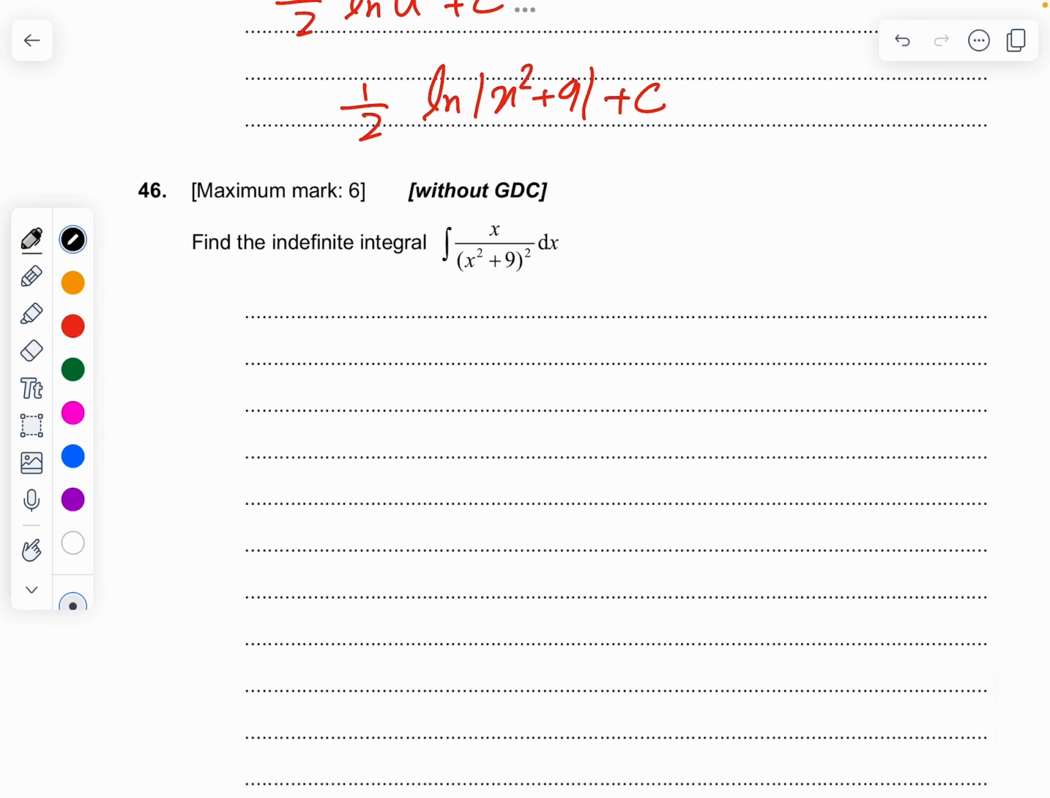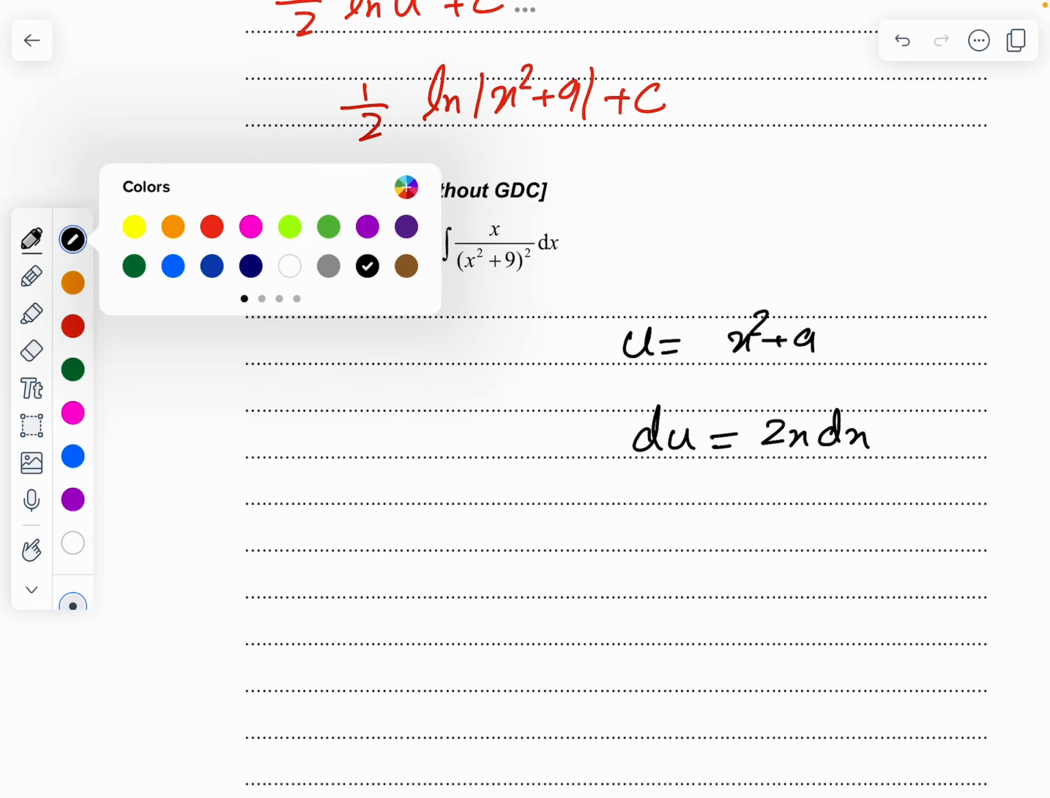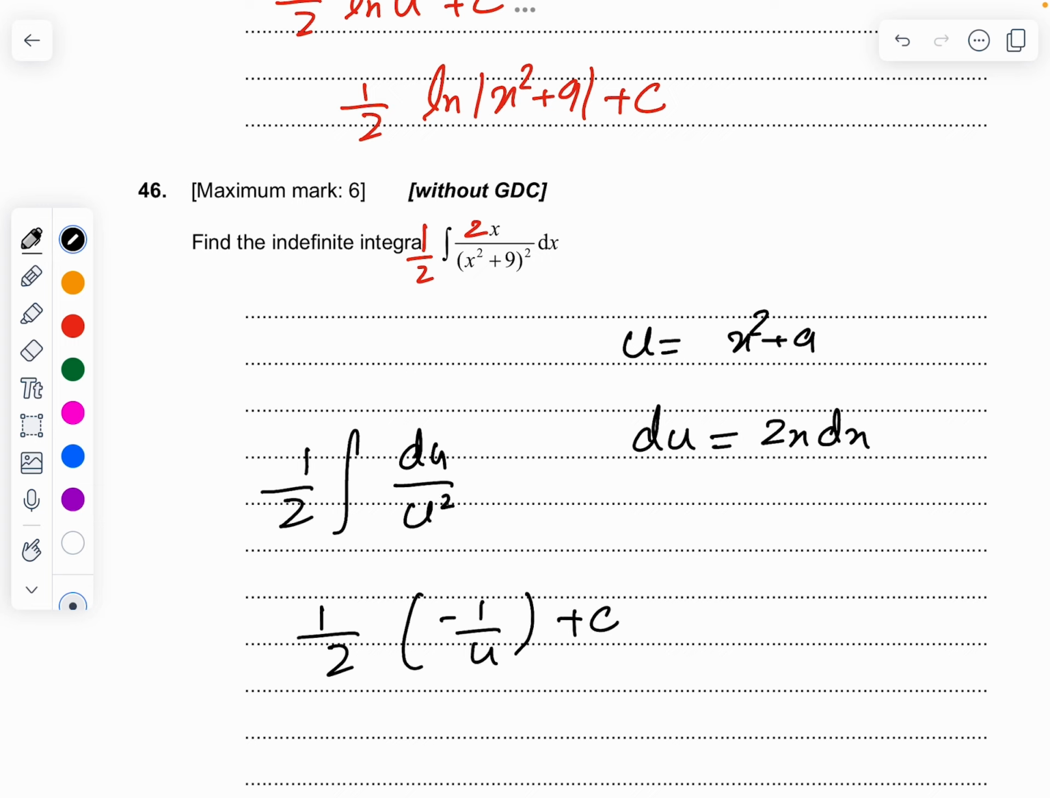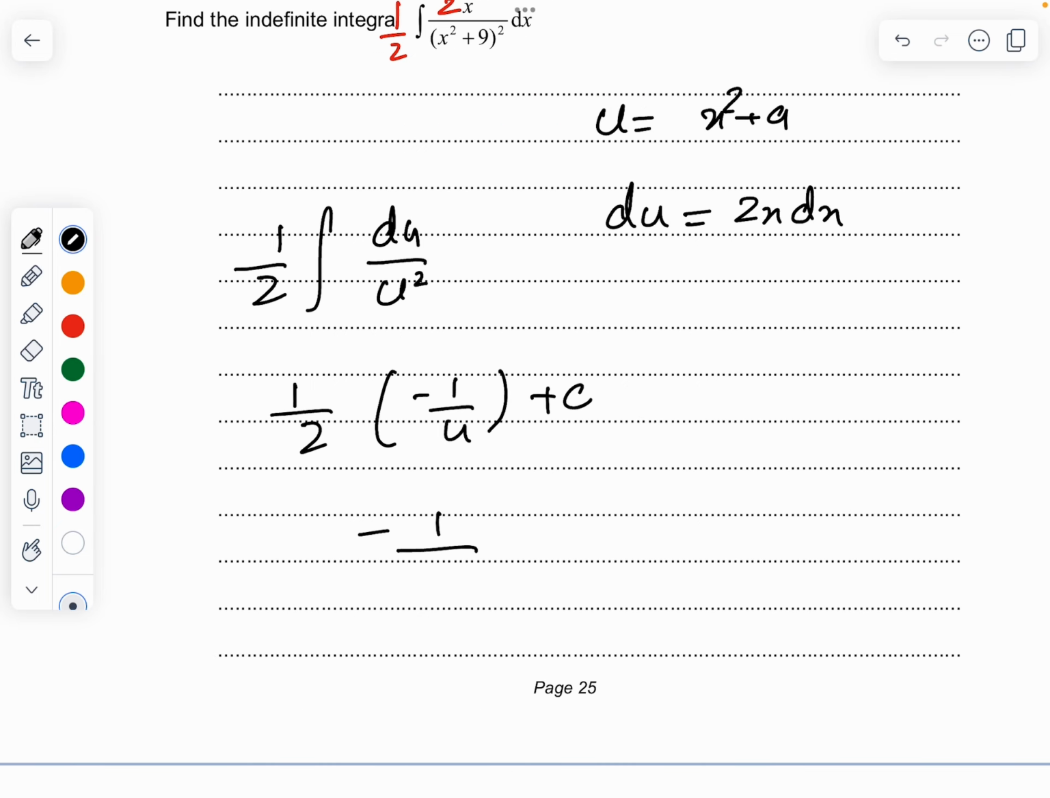Question number 46. u equals x square plus 9. So du equals 2x dx. Again 2 is missing, so multiplying by 2 and dividing by 2. So it becomes 1 upon 2 du by u square. 1 upon u square integral is minus 1 upon u plus c. So it will become minus 1 upon 2 times (x square plus 9) plus c.